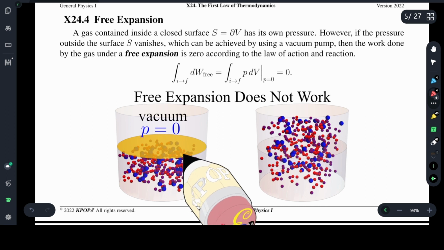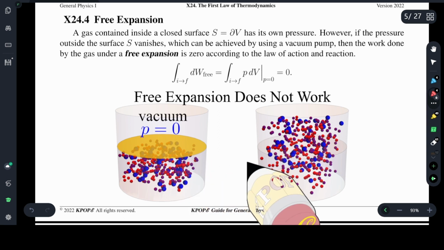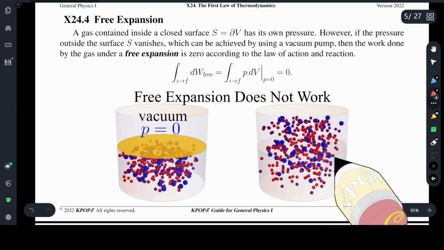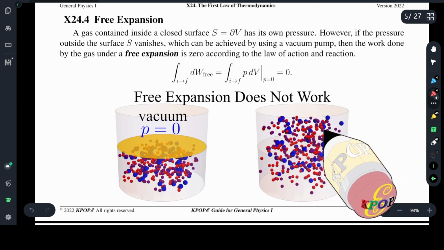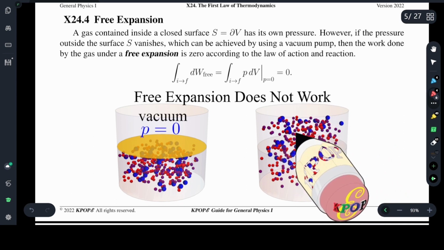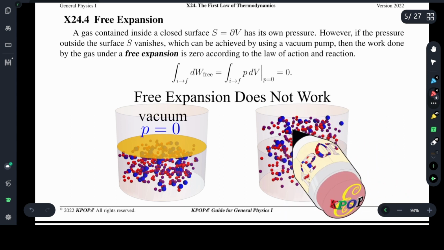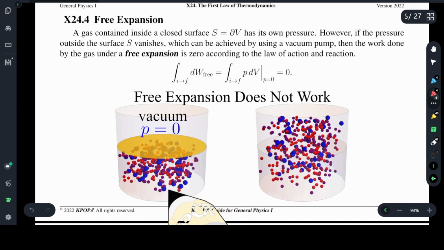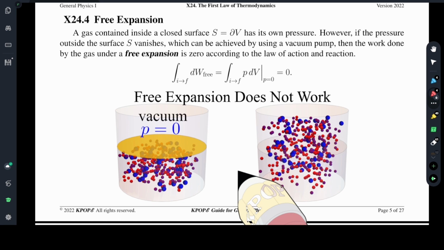open this partition? So at some time later, it can reach a thermal equilibrium, with every molecule distributed over the whole space that is twice the original volume. How much is the work done by the gas during this expansion?